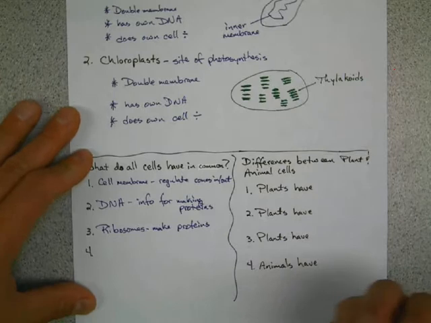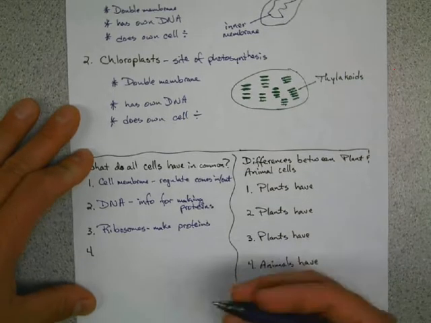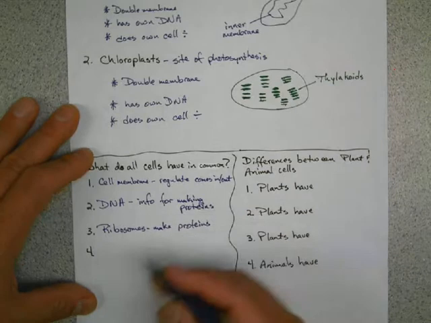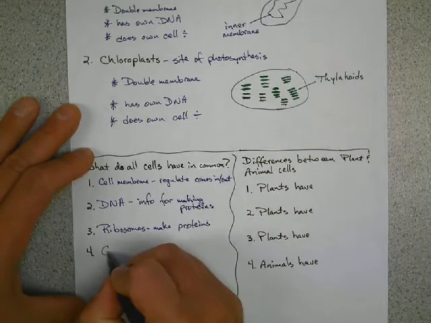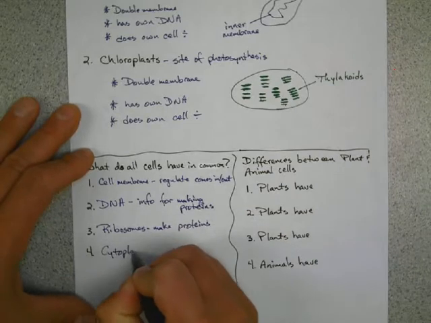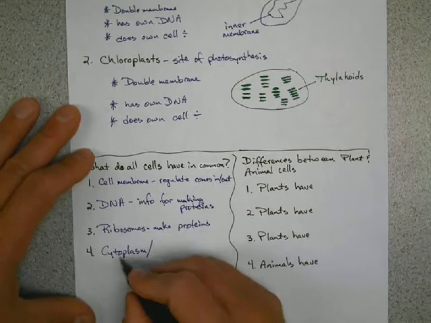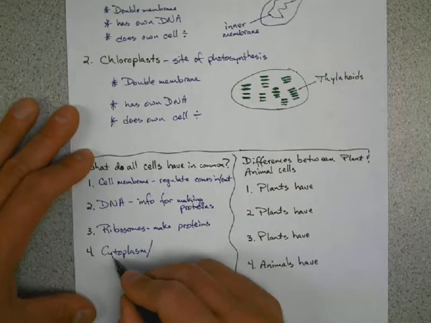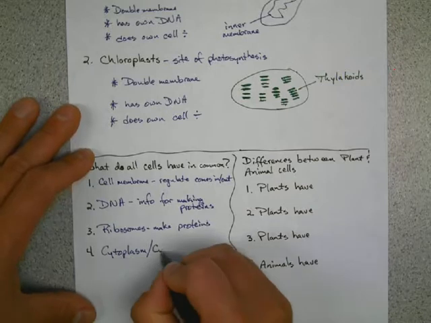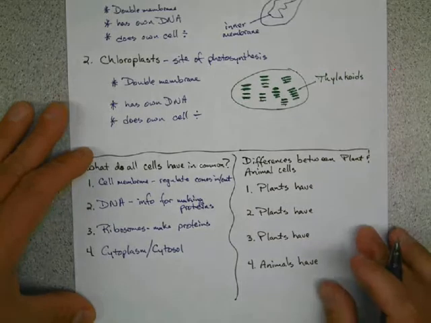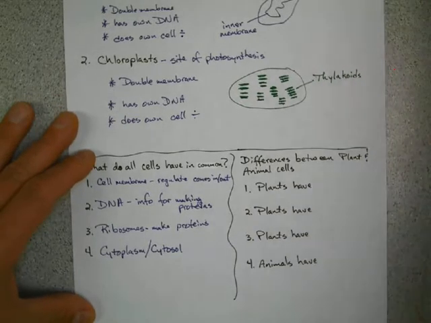Okay, and then the final thing that you're going to find in all cells is going to be a jelly-like substance in which you're going to find just ribosomes, the DNA, and if you have organelles, if you're eukaryotic, floating around. And that's called cytoplasm. And if you want to talk about the liquid of the cytoplasm, because the cytoplasm includes the liquid plus the organelles, the liquid is called cytosol.